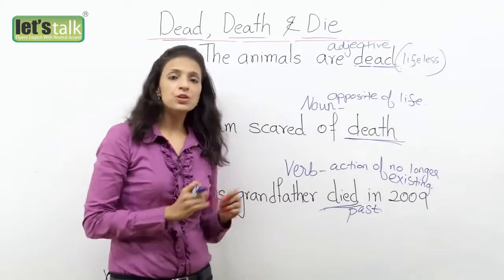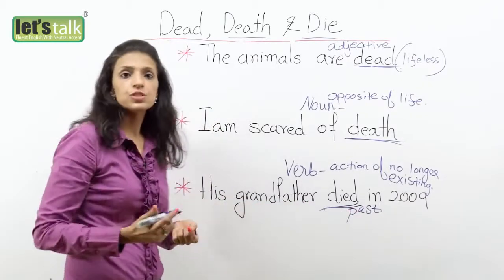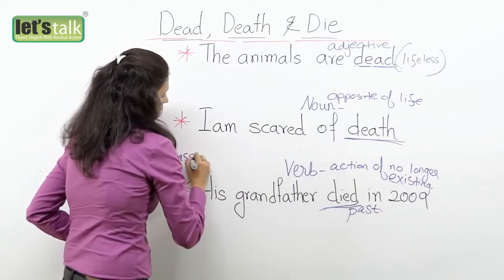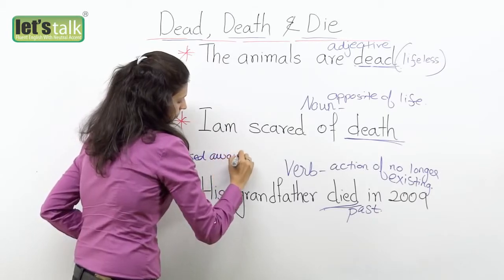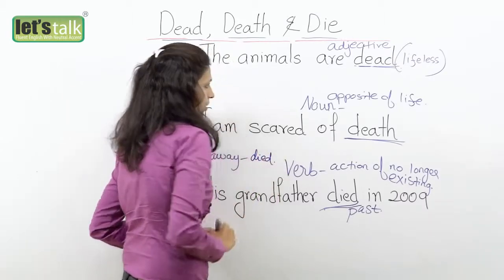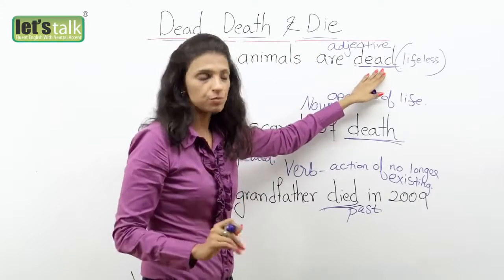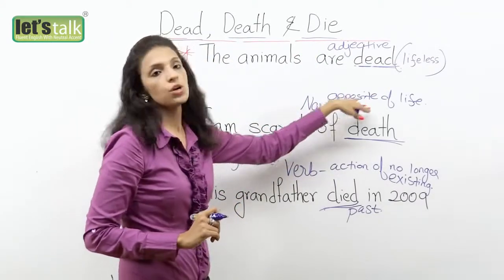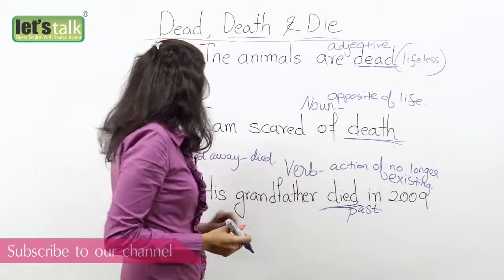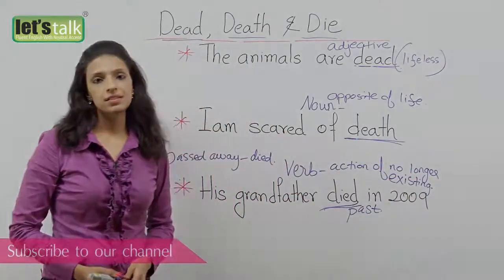Now sometimes we do not use the word directly by saying my grandfather died. A more polite way to use it is my grandfather passed away. So when people use words like passed away, it means he died. Okay, friends, remember the difference between the three words. Dead is an adjective that describes of being lifeless. Death is a noun which is the opposite of life. So I'm sure you've heard a lot of people say there is life after death. And the last word, die, is a verb that shows the action of no longer existing.